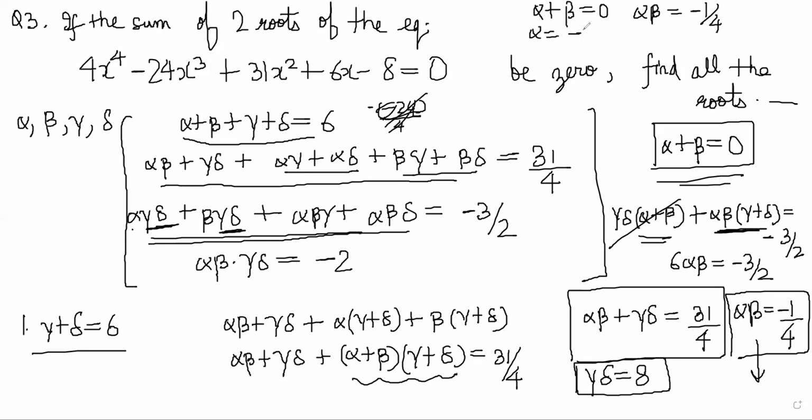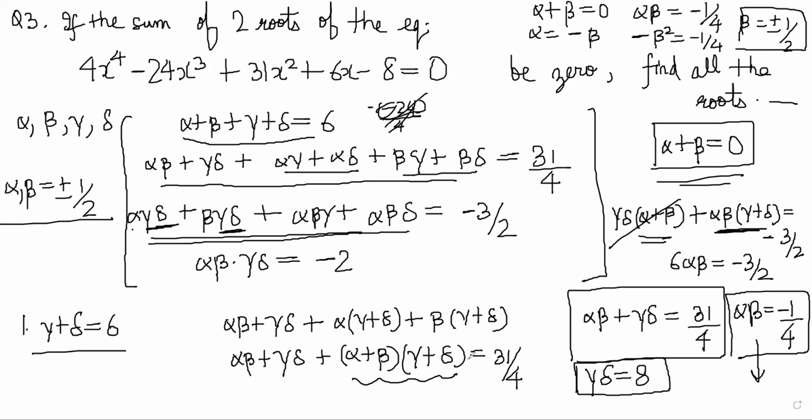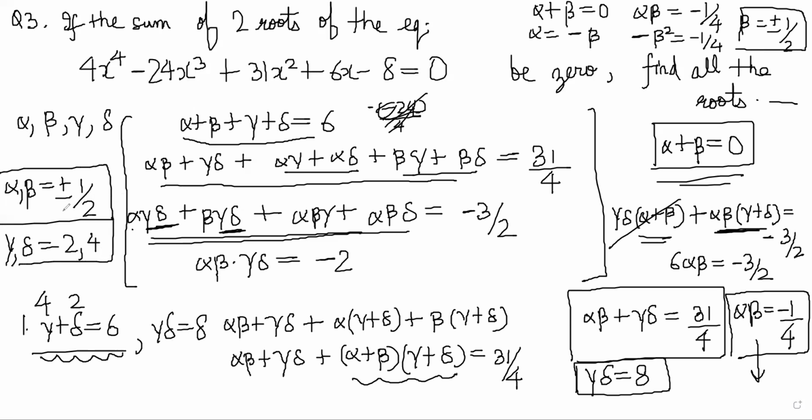So alpha is equal to minus beta, therefore minus beta square is equal to minus 1 by 4. So beta can be plus minus half, right? So alpha, beta are plus minus half, we have gotten plus minus half. And notice that now you have gamma plus delta is 6 and gamma delta is equal to 8, right? So obviously this will be 4 and 2, right? So gamma, delta could be 2 comma 4. So the roots of our equation, we have found all 4 of them, plus minus half and 2 comma 4.